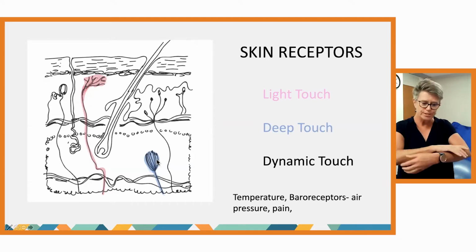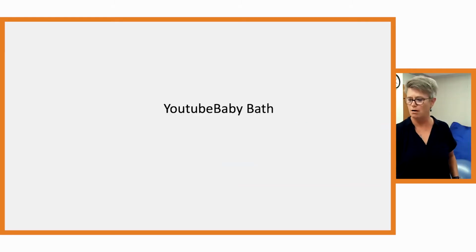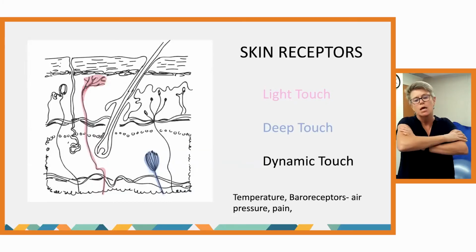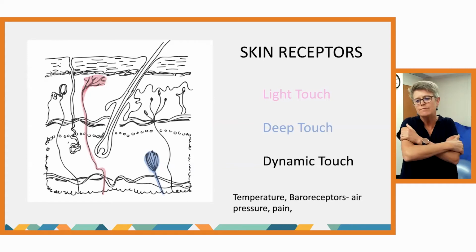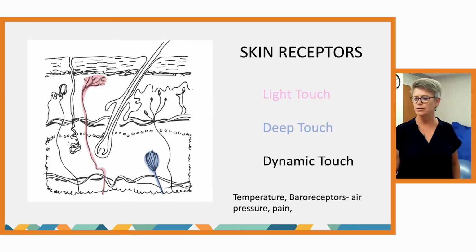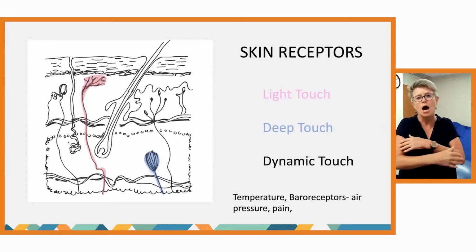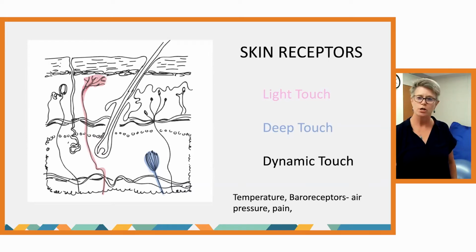On the other hand, there are deep touch pressure receptors that are much deeper in the body. You have to give yourself some pretty big input to get to those, and we'll experiment. Besides that, there are baroreceptors that take in the sense of pressure on the skin, low pressure and high pressure. We have pain sensors. So we're going to look particularly at the light touch, deep touch, and the dynamic touch system.